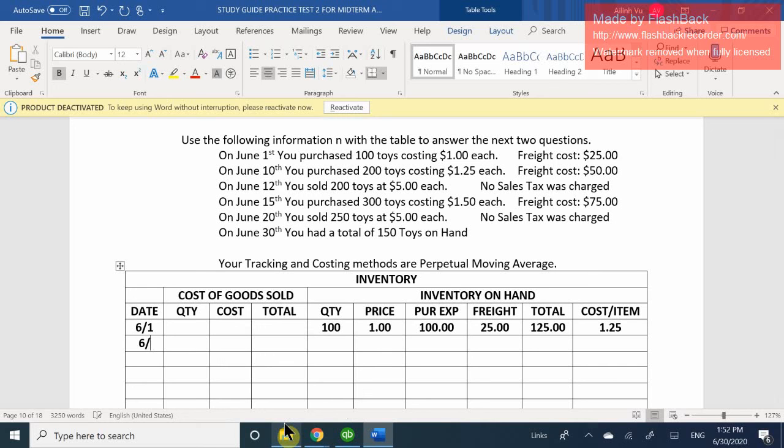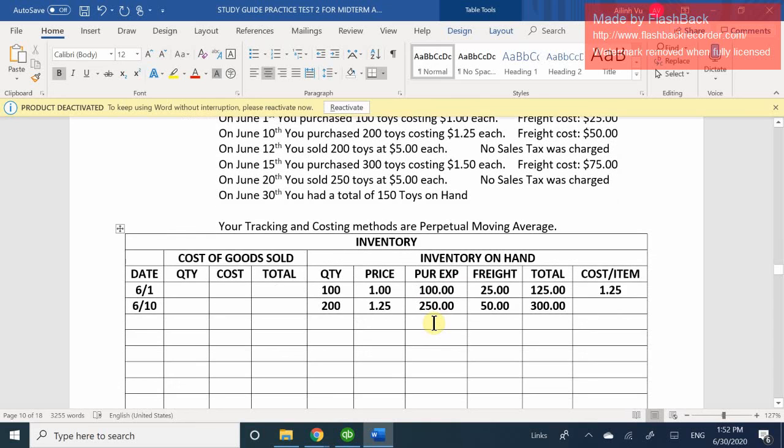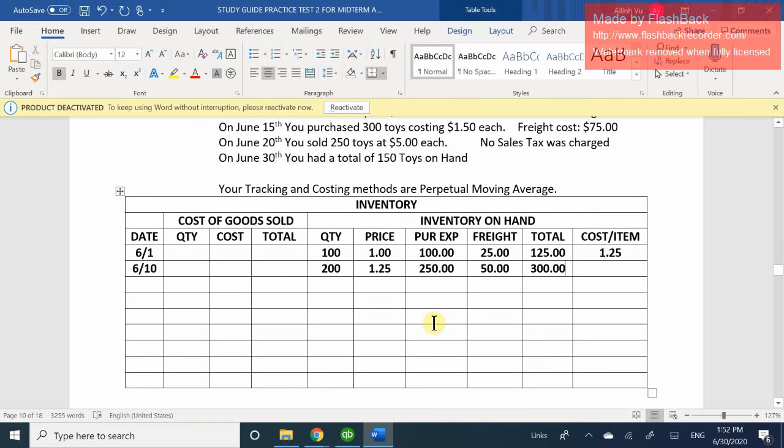You purchased 200 toys at $1.25 each, for a purchase price of $250. $50 freight. Total of $300, and your cost per item is $1.50. No. Why? It's moving average, so you want to add both quantities to make 300 and divide it by the total amount, which rounds to 1.4167, but we're going to leave the whole total in your calculator.